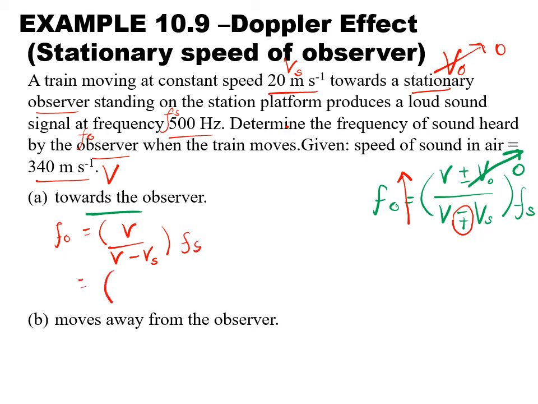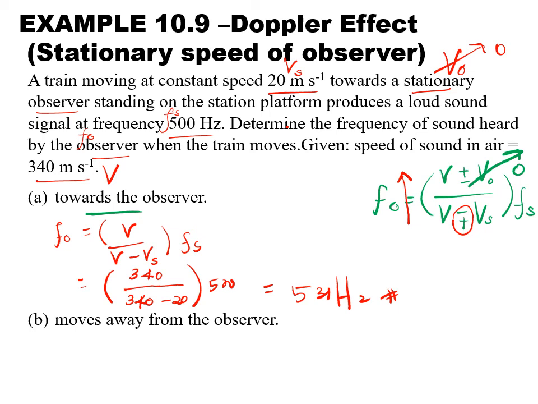So our V is 340 divided by 340 minus our V source 20 times frequency. Sound frequency is 500 Hz. So then you will get 531 Hz.